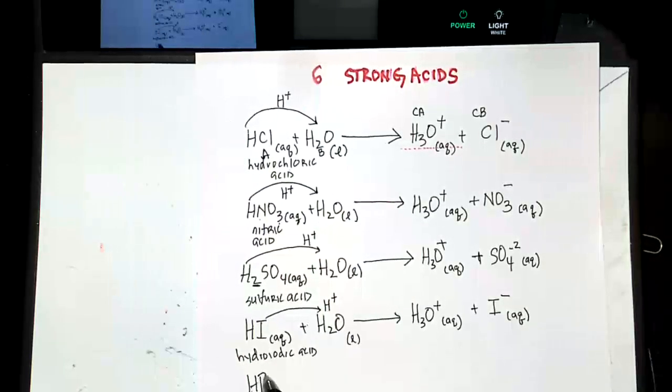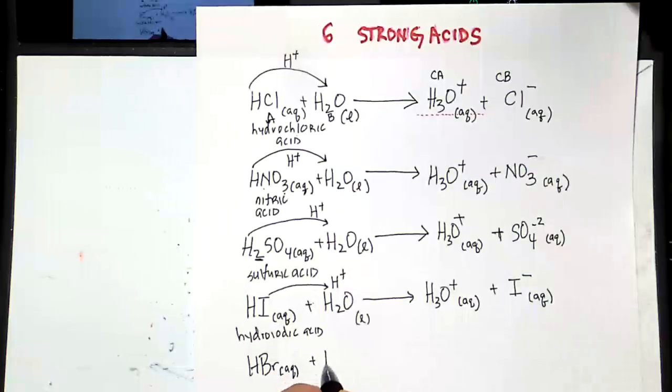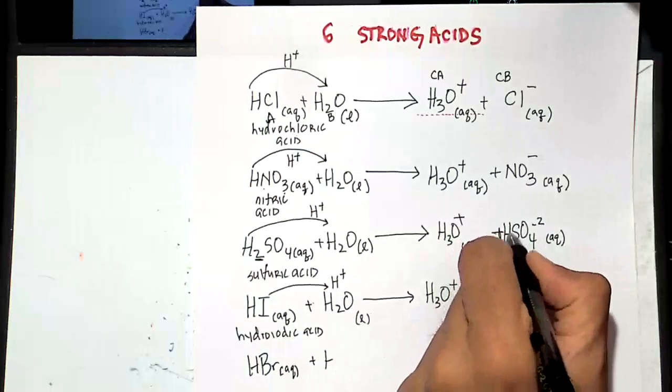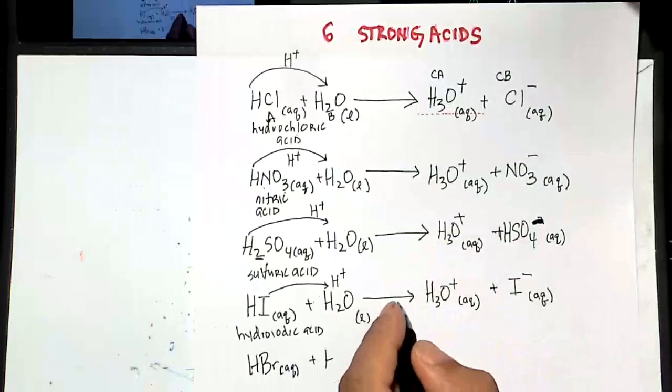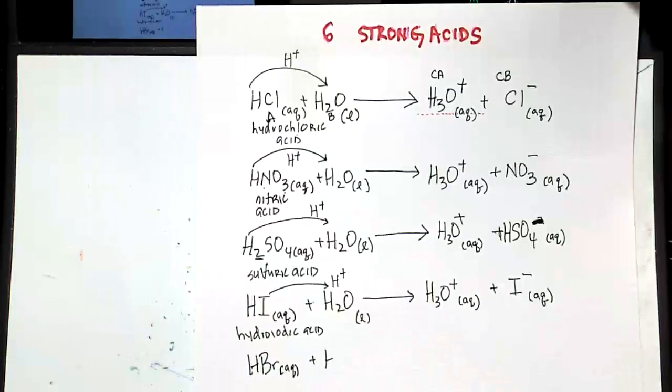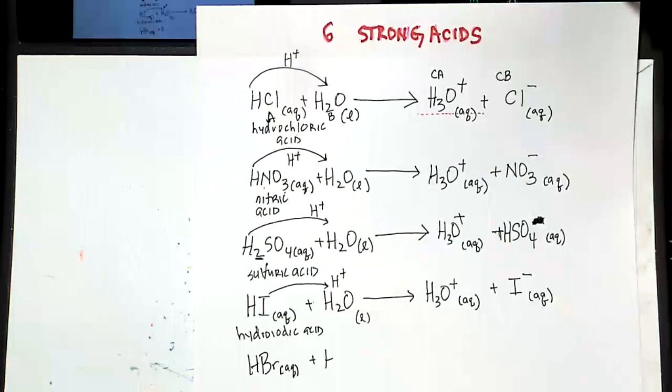Next one is hydrobromic acid. Chlorine, hydrochloric acid. Iodine, hydroiodic acid. Bromine, hydrobromic acid. For the sulfuric acid, wouldn't the H still be there? Oh, yes, thank you. My bad. Good job. So here's the conjugate base, HSO4-. Thank you, Carolina.